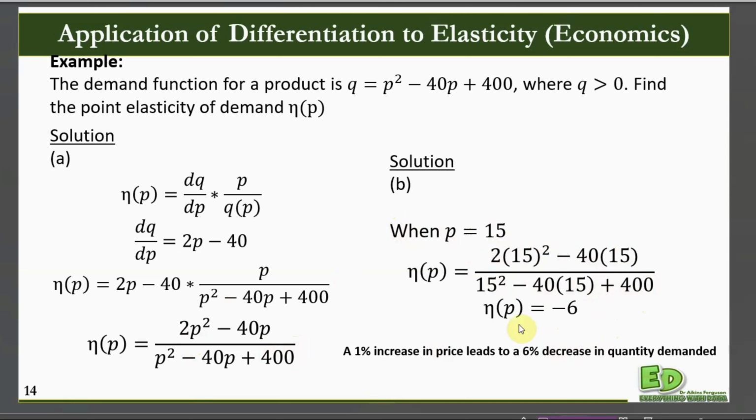The interpretation is that a 1% increase in the price of the commodity or of the product leads to a 6% decrease in the quantity demanded of that same product. So if the price increases by 1%, the quantity demanded decreases by 6%. It also means that there is a negative relationship between price and quantity of that product or commodity.